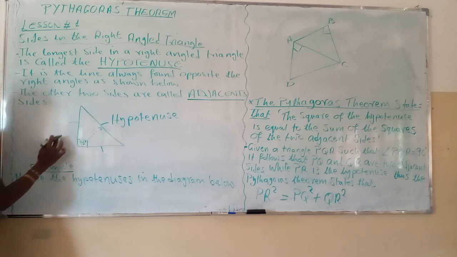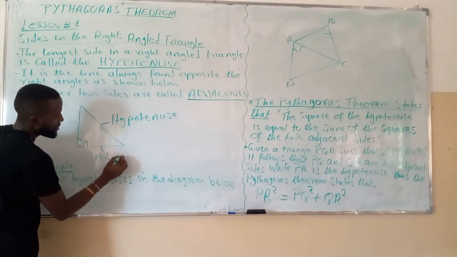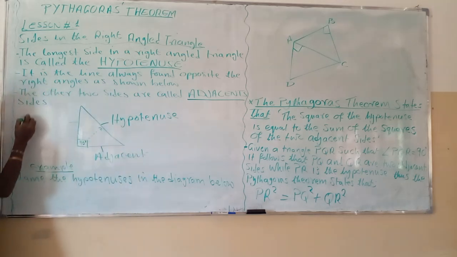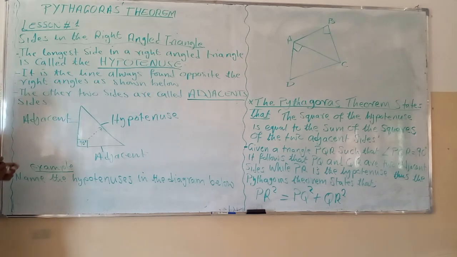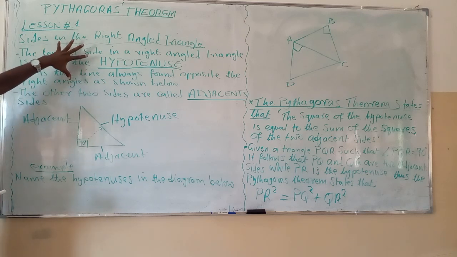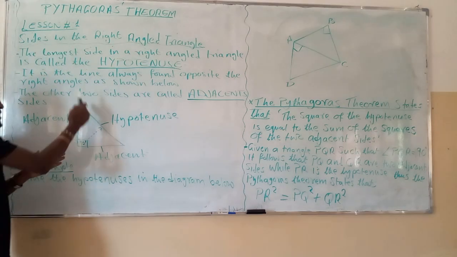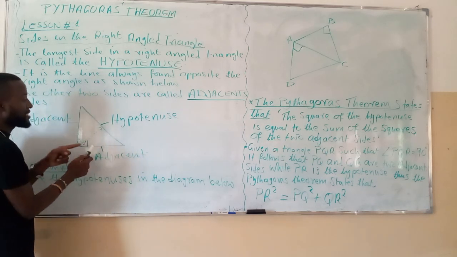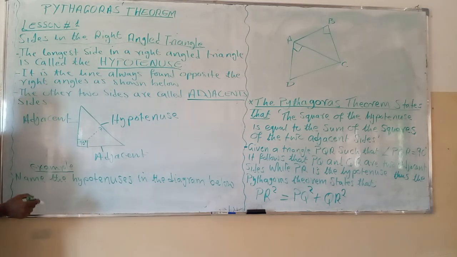But what about these two other sides? This is what we call the adjacents. These are adjacent, and this side is also the adjacent. So we have now come up with the proper definition of the right angle triangle and its sides. We know that the longest side is the hypotenuse. As you can see, this is the longest side between these distances. This is the hypotenuse, and this is the adjacent, and this is also the adjacent.